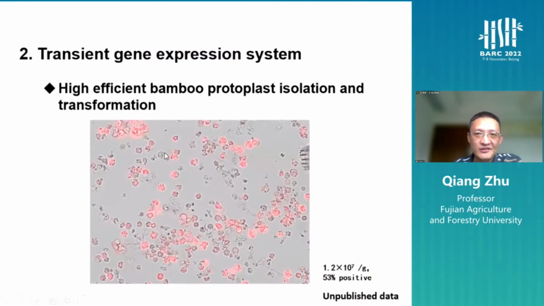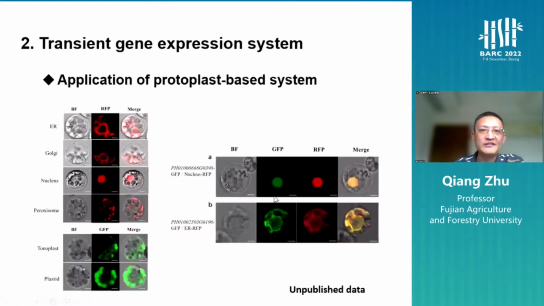Although we can get the transgenic bamboo, it's quite time consuming. Normally it will take around 1 year, which is not good for bamboo molecular research. So we developed a highly efficient bamboo protoplast isolation and transformation protocol. At present, the transformation efficiency is around 53%. With this system, you can easily perform the gene subcellular localization analysis or protein-protein co-expression analysis. All those experiments could be finished within 3 days.